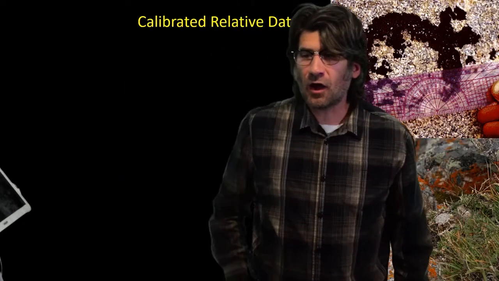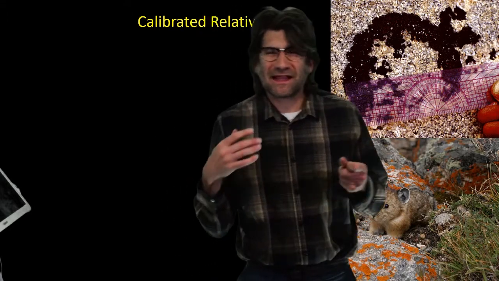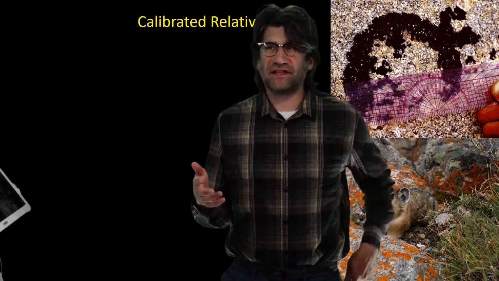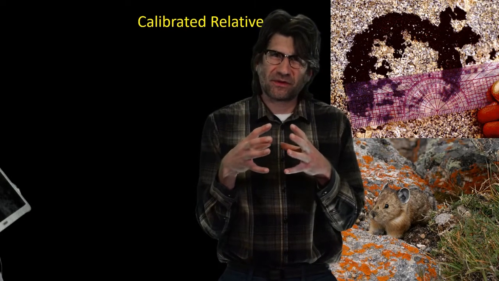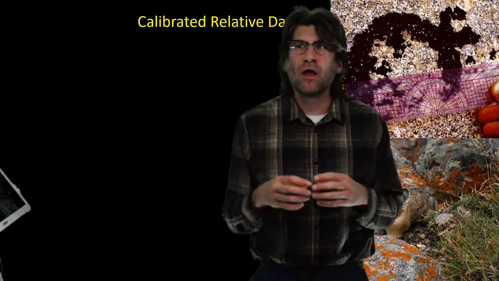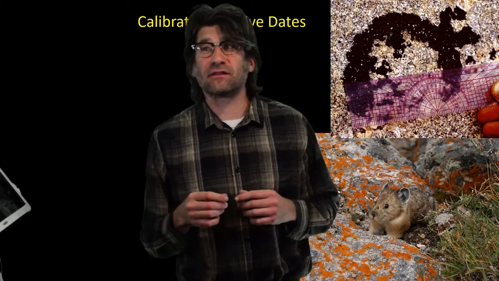Okay, we can also have a calibrated relative age. Basically, we're going to take relative ages, but then we're going to try and put numbers on them. So we can do this using things like, say, lichens.